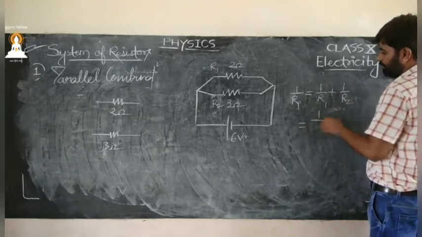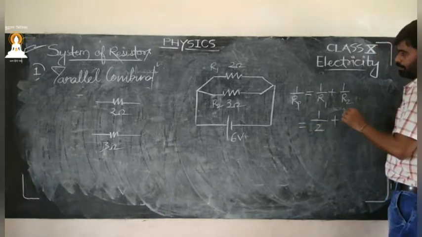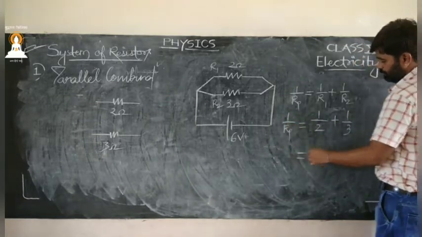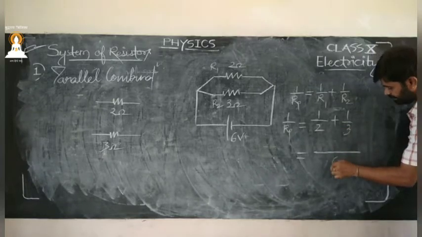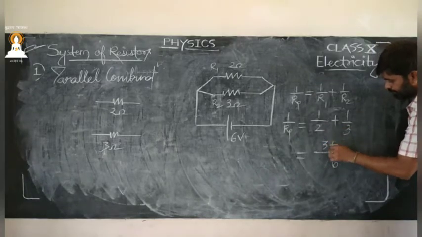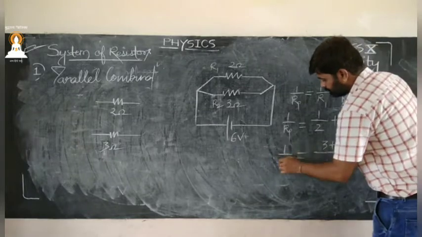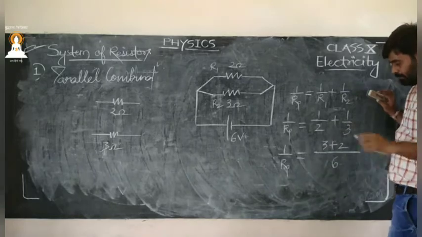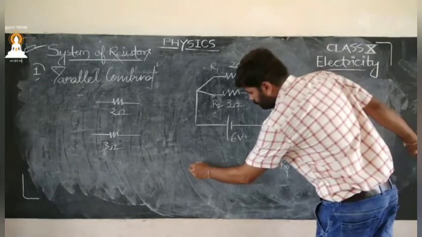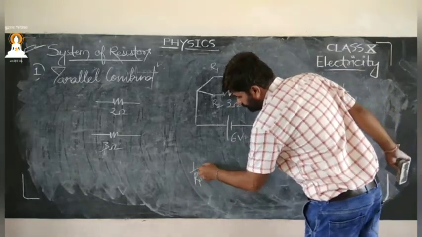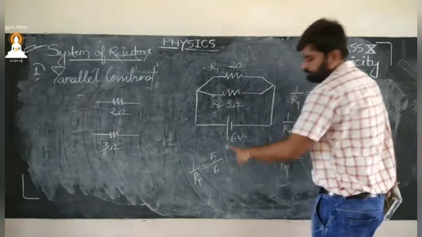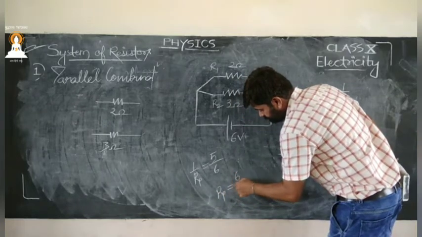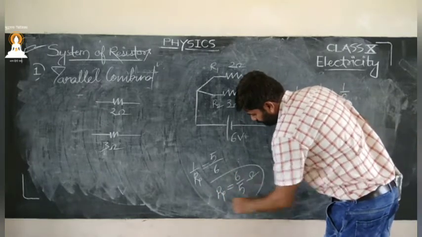So R1 is 2 ohm, R2 is 3 ohm. This is 1 upon RP. LCM is 6: 2 3s are 6, 3 2s are 6. Remember, this is 1 upon RP, we need RP. 3 plus 2 is 5, so 1 upon RP is equal to 5 by 6. This is not the answer, the answer is RP. Then RP is equal to 6 by 5 ohm.